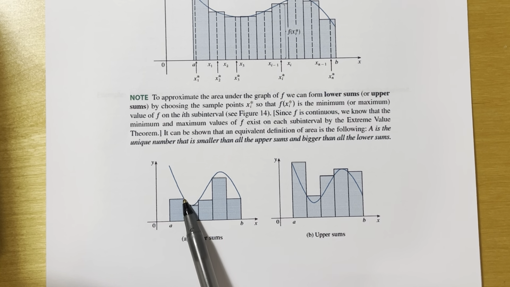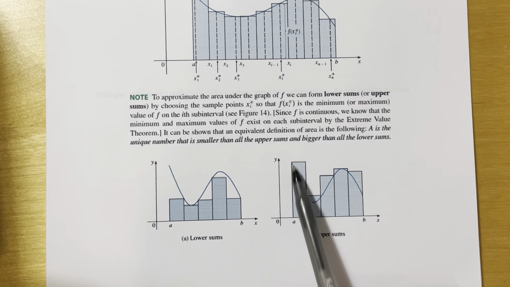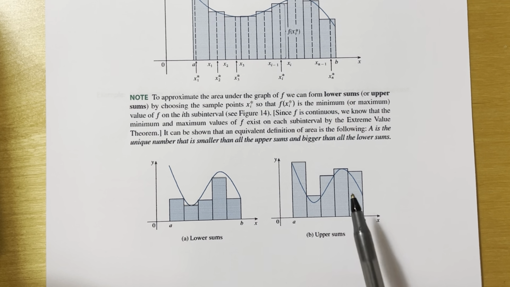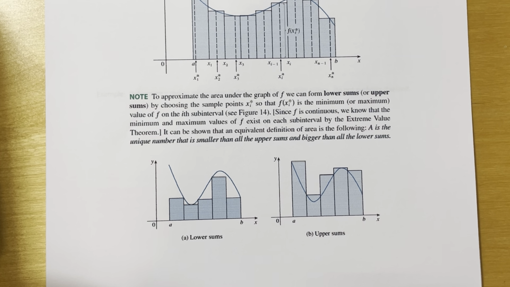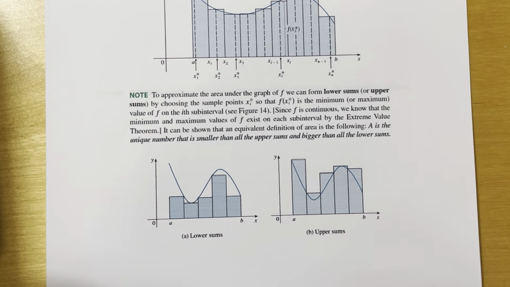If instead of choosing the minimum on each subinterval, I choose the maximum on each subinterval, then my rectangles are going to completely over approximate that area. So we call that an upper sum. Okay, we'll do more with this concept in part 3.